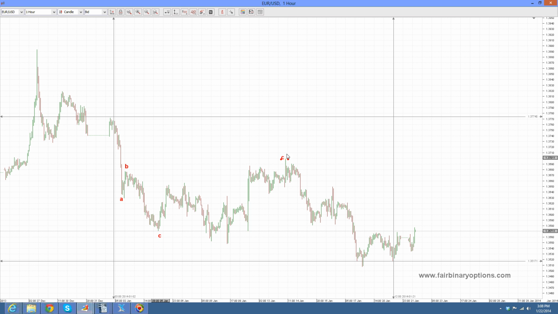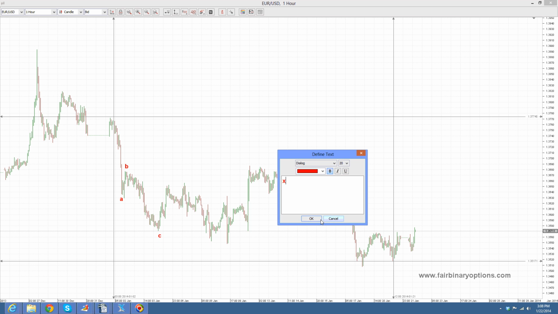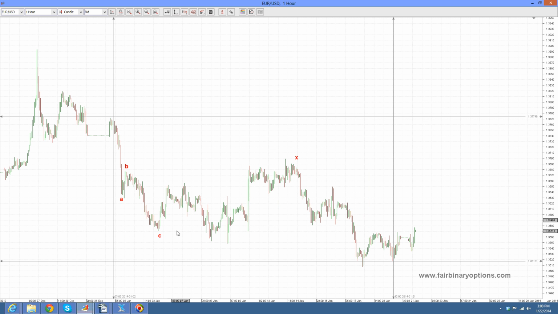Then we are looking for an X wave to the upside in the form of a flat. This X wave comes in the form of an irregular flat labeled A, B, C, the irregular flat. And then of course we are looking for the same degree of a five-wave structure. Now the three-wave structure comes here with wave A, and then we have the B wave there.